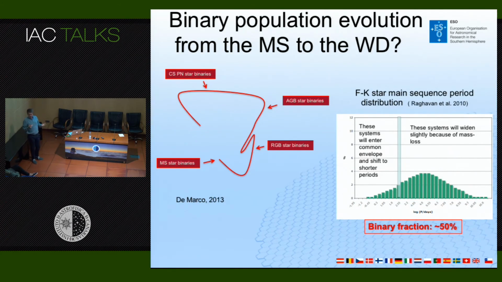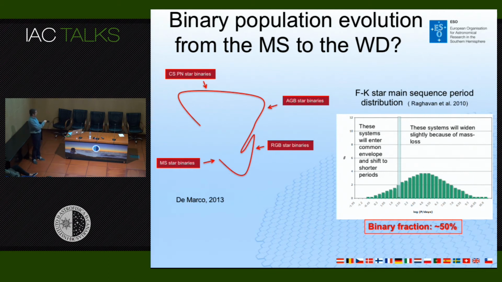Is this number what we expect? This is again taken from Raghavan, and this is the distribution of orbital periods that are known for solar-like stars. And this is simply peaking at about 100,000 days, so it's a very broad Gaussian. And the systems which have an orbital period which is smaller than, let's say, 1,000, 2,000 days, those are the ones that are going to become post-common envelope systems.